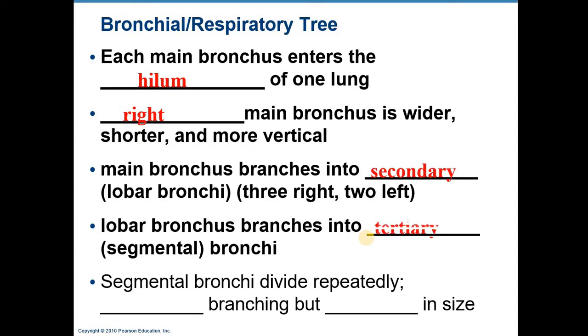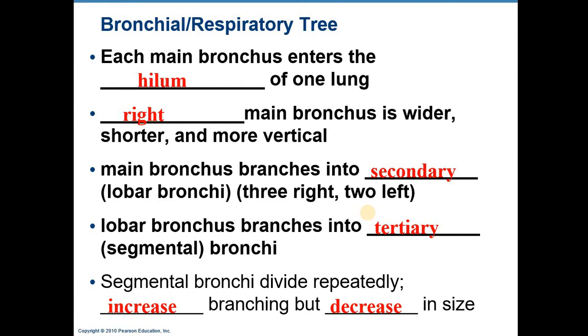From the trachea, you have branching into the bronchi. You have your first area, which is the primary bronchi. Each main bronchus enters the opening into the lung. It's called the hilum. The right is wider, shorter, more vertical. The main bronchus will branch into the secondary, and you have 3 on the right, 2 on the left, for a total of 5 secondary.